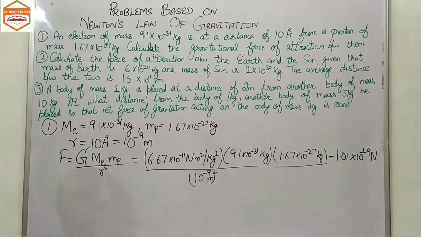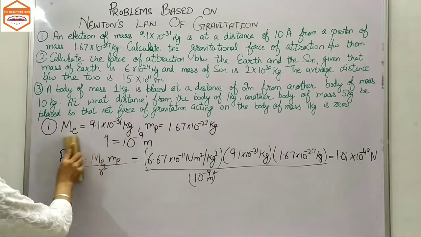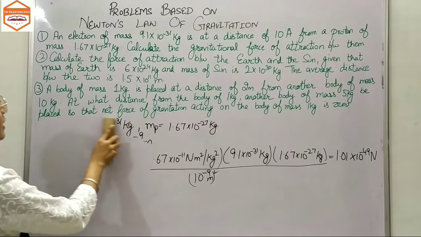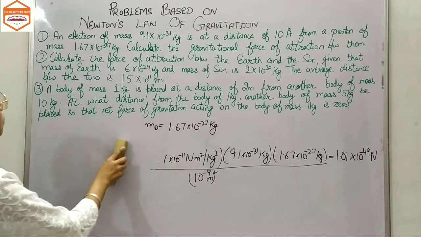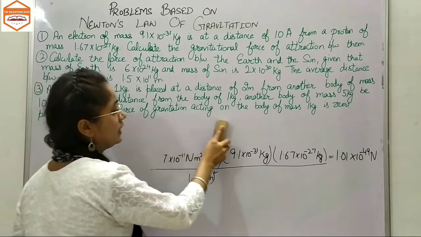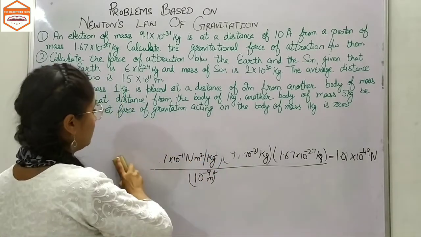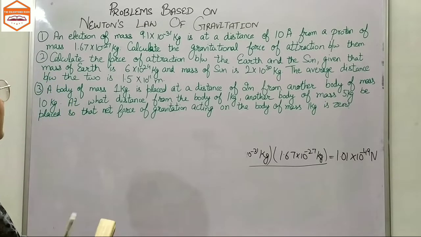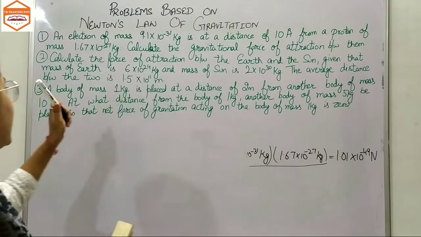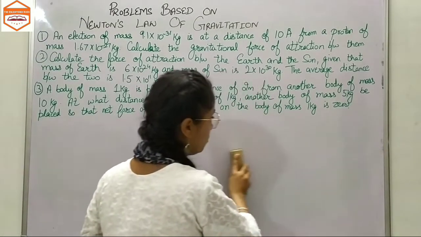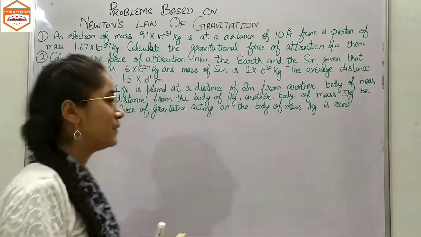Now let's move on to the second problem, in which they have asked us to calculate the force of attraction between Earth and Sun. Now these two objects are too massive. Well, it's a good thing that we are provided with their masses. Mass of Earth is given, mass of Sun is given, and their average distance is also given. So we just have to put in the values and find the answer.